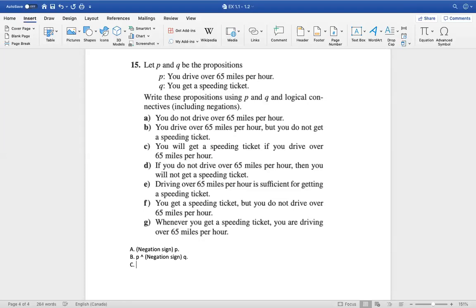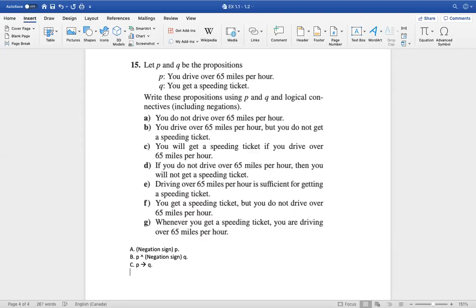C part here: you will get a speeding ticket if you drive over 65 miles per hour. So whenever we have an if-then structure, where something has to be true before the other thing can happen, this is a case of implication. So you will get a speeding ticket if you drive over 65 miles per hour. So here, if you drive over 65 miles per hour, P, implication, and then you will get a speeding ticket, Q. Okay.